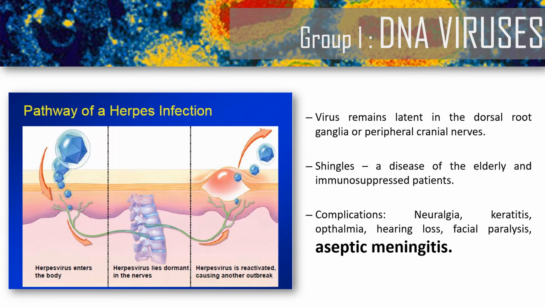Tapos, kung itatanong, sir, hindi ako nagkaroon ng chickenpox, possible ba akong magkaroon ng shingles? No. So first, dapat magkaroon ka muna ng chickenpox. Kasi yung shingles is a reactivation of your varicella zoster virus. So ito yung pathway of herpes infection. So the herpes enters the body, tapos herpes lies dormant in the nerves. And then if may reactivation, causing your shingles.